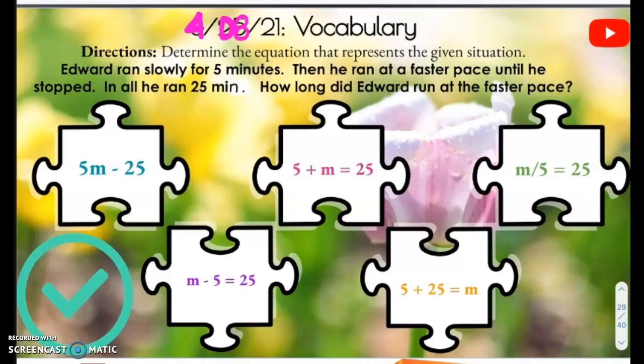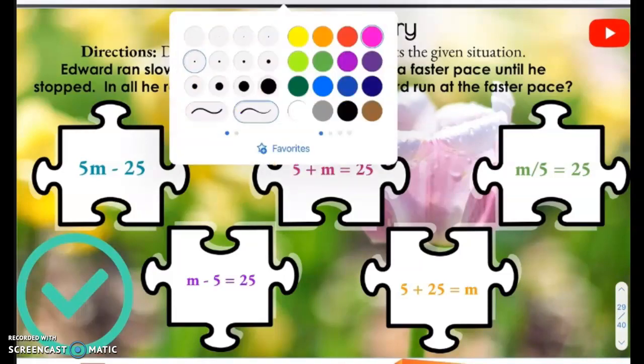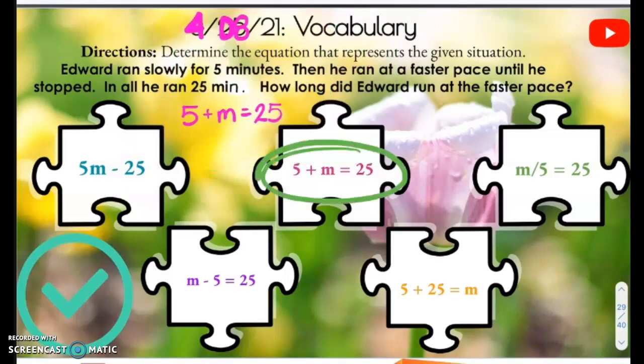So what equation is going to represent this given situation? So he ran 5 minutes. Then he ran at a faster pace. So plus however many minutes he ran is going to equal the total of 25 minutes. So do we have anything that's 5 plus that minutes equaling 25? We do. That's going to be this one.